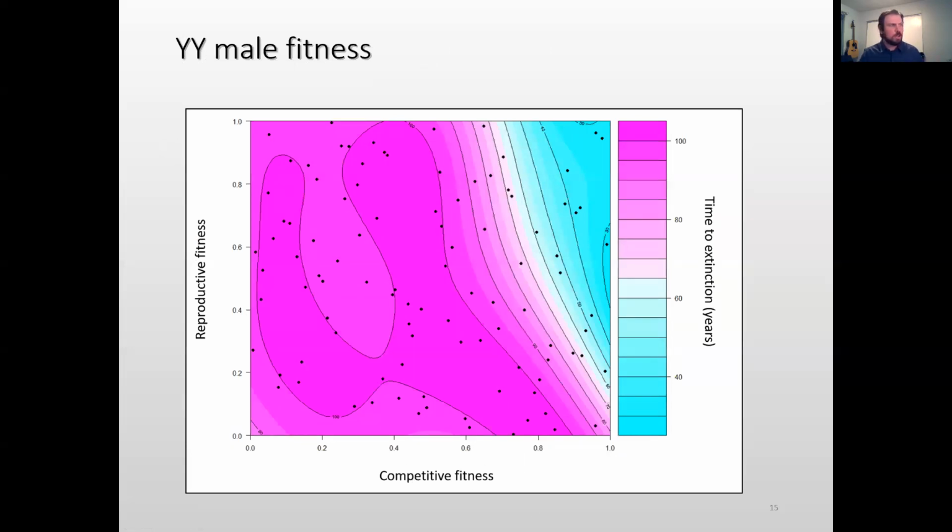Fitness is really unknown, and so we looked at competitive fitness or survival, and then also reproductive fitness. And what we found is this purple color here. This purple color here indicates longer time to eradication. What we found is there's this threshold around a competitive fitness value of 0.6, below which simulations basically failed to be eradicated after 100 years of treatment. And it seems that the simulations were much more sensitive to this competitive fitness value than they were to reproductive fitness. So again, somewhere managers may want to focus more on YY survival than on their reproductive fitness.